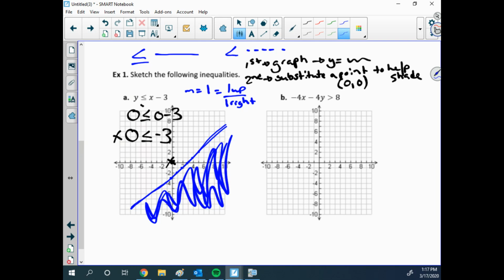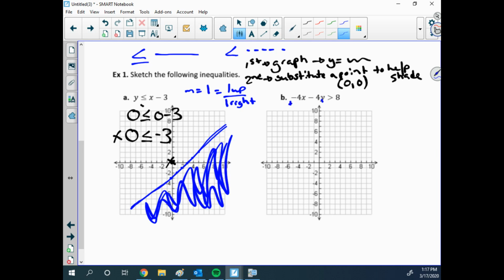So let's look at a linear function that's a little bit more difficult. Negative 4x minus 4y is greater than 8. Now, looking at that, I don't really know a whole lot about that function. I can look at it and figure some stuff out, but the best thing for me to do is get y by itself.